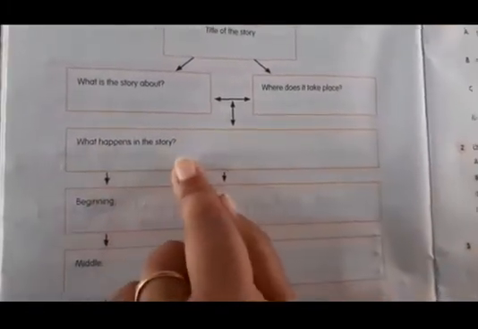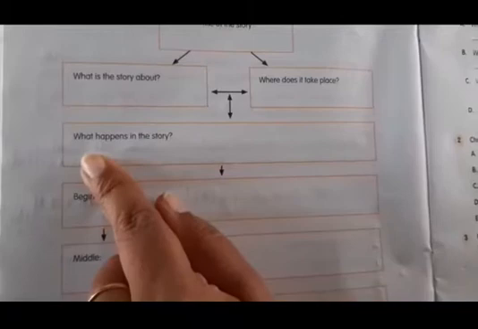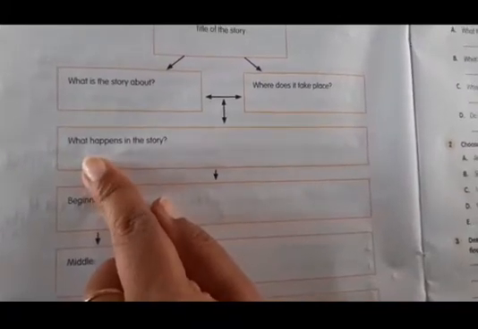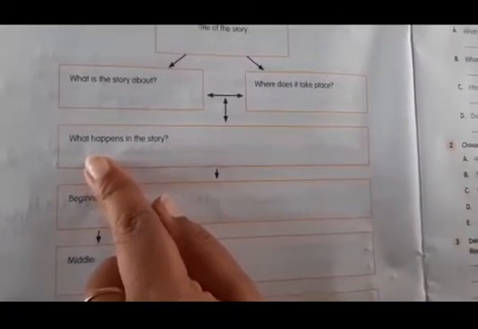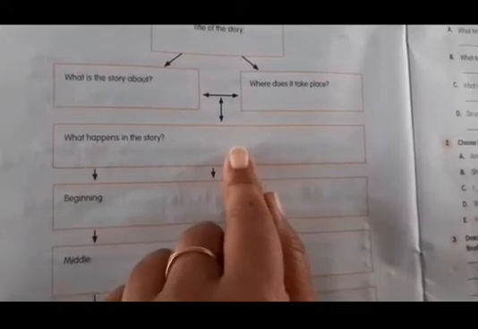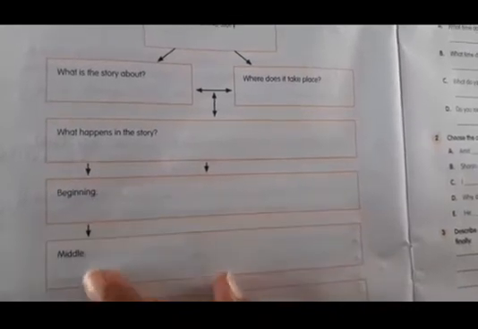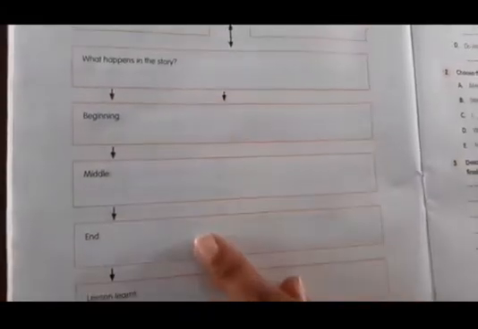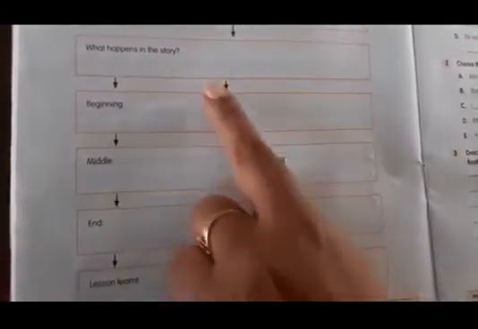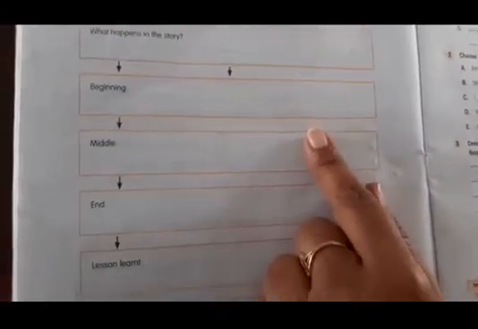What happens in the story? Zippy, here two geese are talking to each other and they are telling about the kite festival in China. Next, what happened in the beginning, middle and end? How will you tell a story? In this you should write. Now while writing I will explain to you.